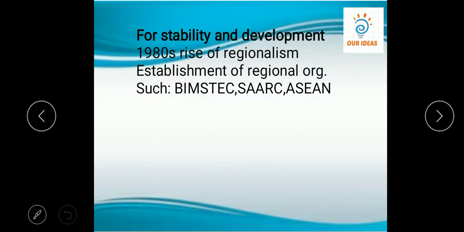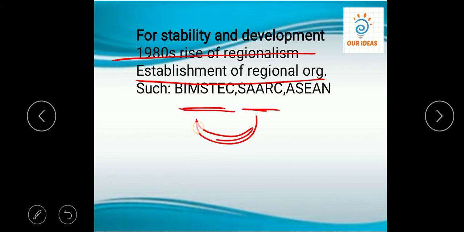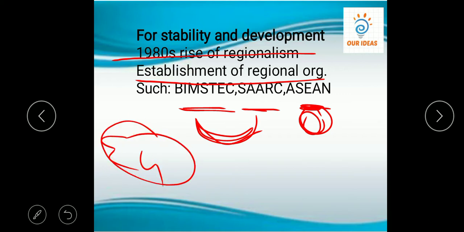So for stability and development, what happened in the 1980s? The rise of regionalism, and the establishment of regional organizations such as BIMSTEC. I am talking about South Asia. BIMSTEC, SAARC, India is part of both, and ASEAN, which is the Association of Southeast Asian Nations. What motivated these countries to make such regional organizations? The European Union. They were motivated by the EU to also make a union for stability and development in the region. We will talk separately about this in later sessions.